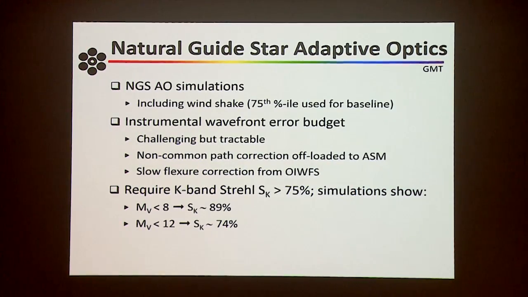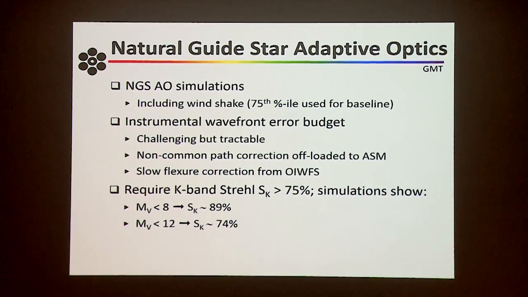Yeah, so natural guide star adaptive optics. The AO simulations we've been doing for this mode, we're actually not using the median, we're using the 75th percentile used for our baseline. Instrumental wavefront error budget appears to be achievable. It's challenging, but it's tractable. There's some non-common path correction, which has been offloaded onto the adaptive secondary mirrors. And then there's slow flexure correction using the on-instrument wavefront sensor.